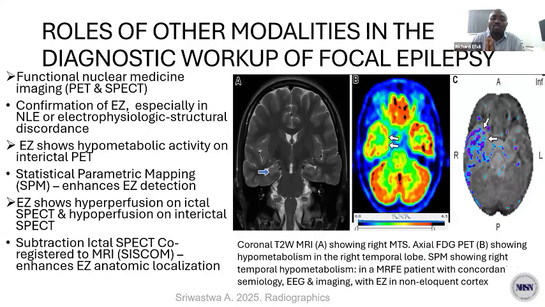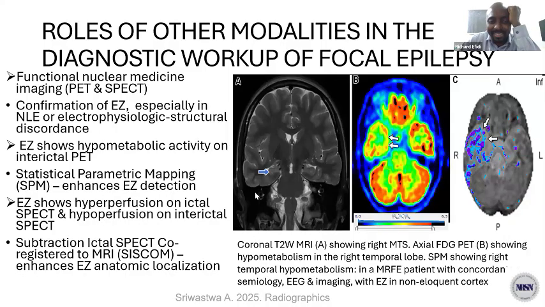And this helps to make it more objective. It reduces subjectivity, and then it reduces inter-reader variability. That is why SISCOM is such an important modality or technique in SPECT imaging.